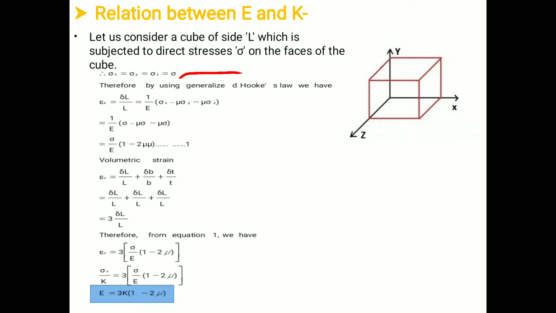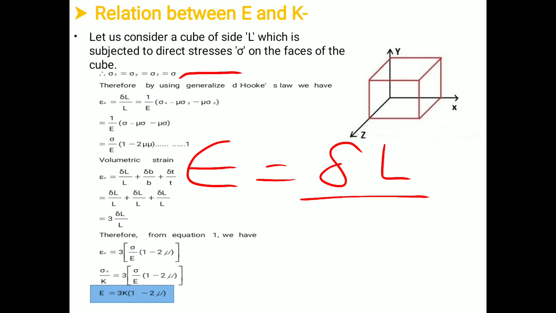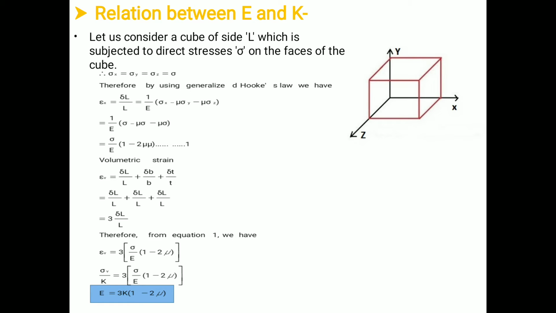All of you know that strain is nothing but the change in length upon original length. Therefore, if I apply the strain along the x direction, I have epsilon x equal to delta L upon L, which is equal to 1 upon E into sigma x minus mu sigma y minus mu sigma z. This relation we have derived by using the concept of simple strain and the concept of generalized Hooke's law. The generalized Hooke's law we have already discussed in the previous lecture also.